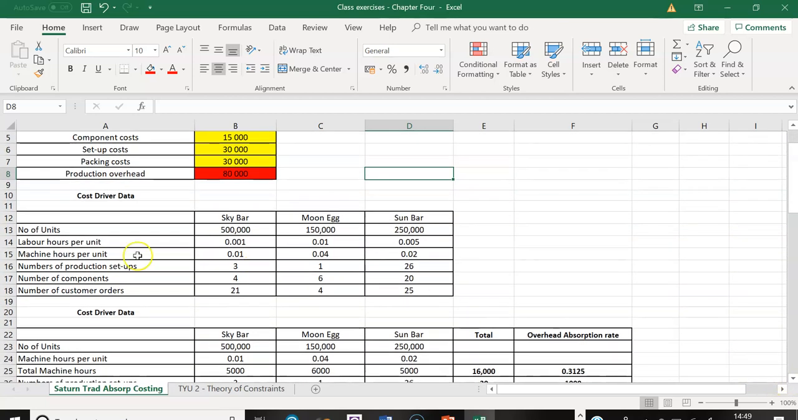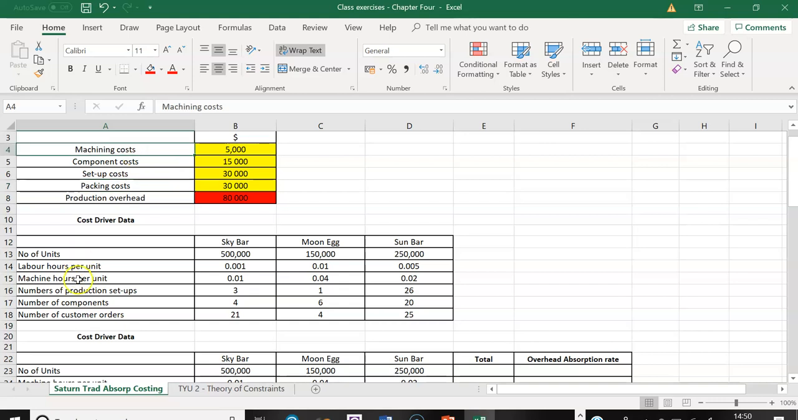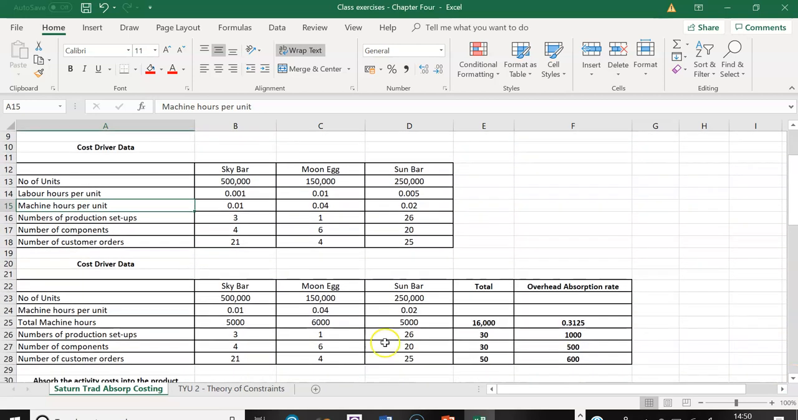I'm told that these are the drivers. You have production setups, which most likely cause setup costs; number of components, which most likely cause component costs; and customer orders. Of course, the more orders you have, the more packing you will be doing. And we still have an element of machining costs, which relates to machine hours. So the first thing I need to do is find the total machine hours for Skybar, using the number of units and the machine hours per unit. So I have 5,000.